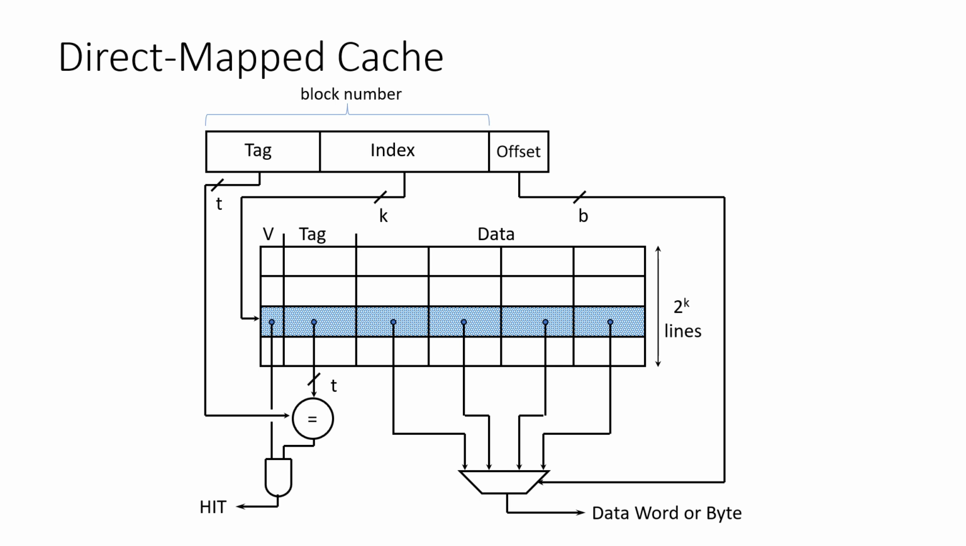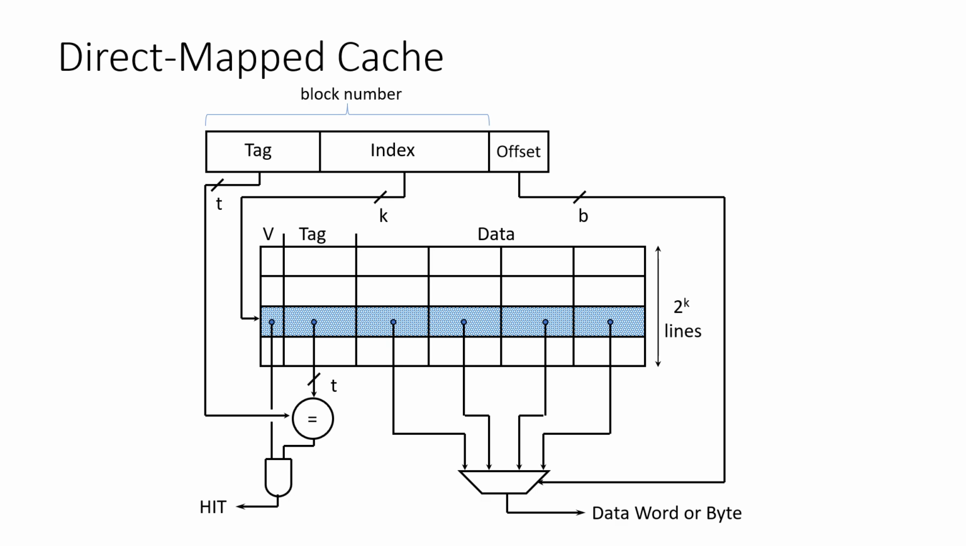Once we have the correct line, we must check if it corresponds to the right memory address. We do this by comparing the remaining bits in the address with the address tag as stored next to the data in the cache line. If they are the same, we have a hit. Otherwise, a miss, and the data has to be retrieved from the lower levels of the memory hierarchy.